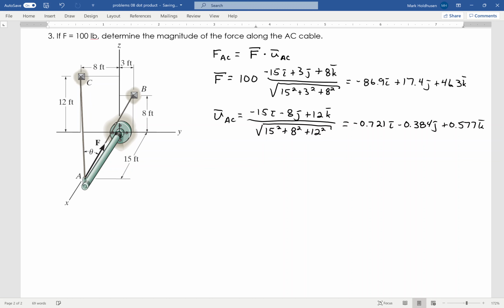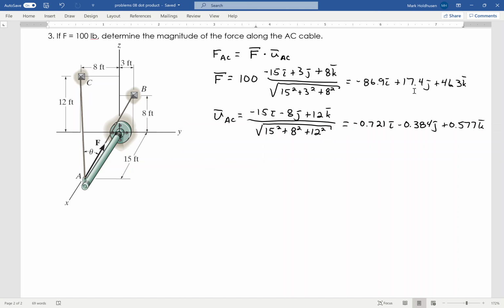Okay, so again, I'm trying to figure out how much of that 100 pounds is in the AC direction. Just like I would say how much of that 100 pounds is in the Y direction, right? You would just dot this with the unit vector j, and you're just left with 17.4. So 17.4 of that 100 pounds is in the Y direction. My question here is how much of that 100 pounds is in the AC direction?